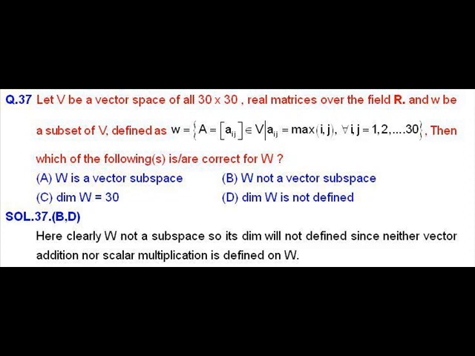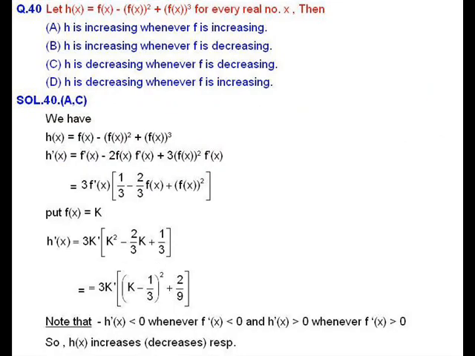Such a subset of any vector space cannot form a vector subspace. Hence W is not a vector subspace. Hence its dimension cannot be defined. So our options B and D are correct.